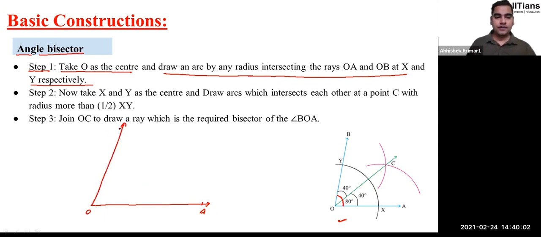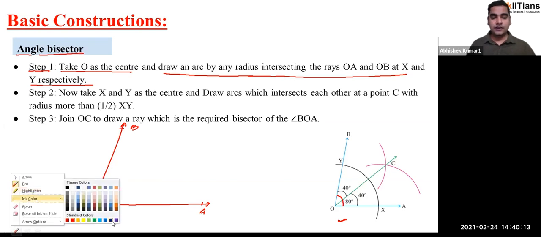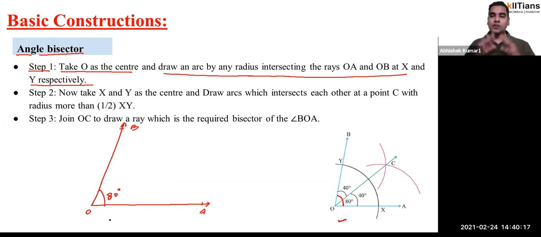Okay, this is B. And this angle that I have is 80 degrees. Now what do I need to do? I need to bisect this 80 degree angle. So let me choose another color to show you that. We need to bisect this 80 degree angle, and it's not only about 80 degrees. Here we are learning how we can bisect any angle, not just 80 degrees, but any angle. That's what we are learning here.